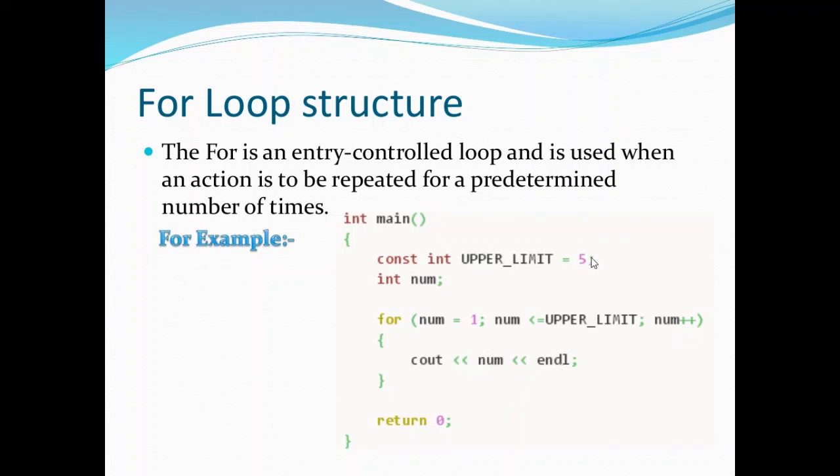Now the upper limit is set to 5, so it will first check the condition and then enter the loop. Initially num is equal to 1, therefore 1 is less than or equal to 5, so it will enter the block of statements, and whatever is written inside the block, it will execute until the condition becomes false.